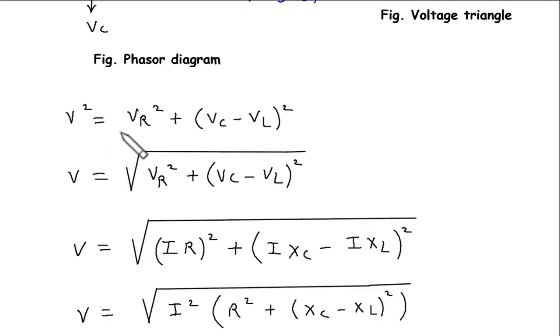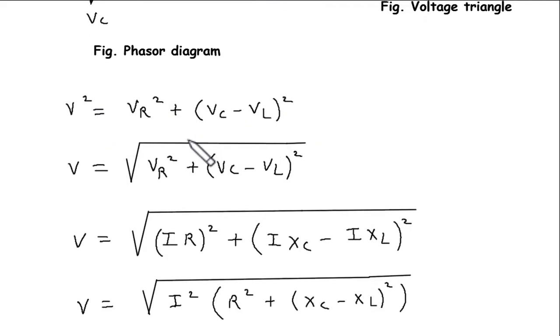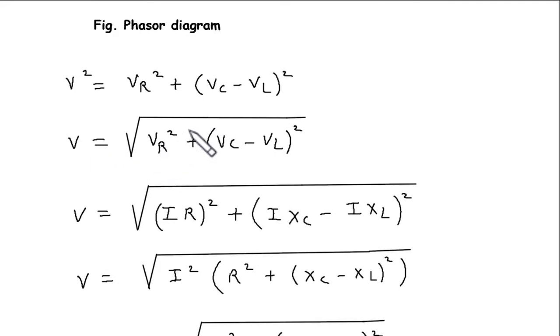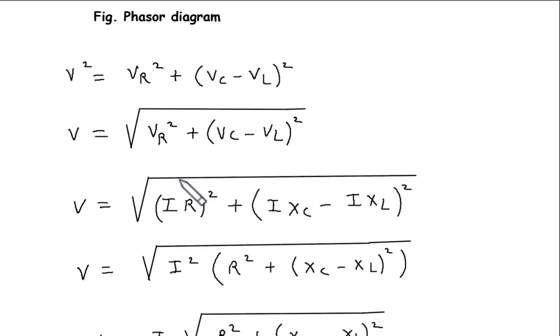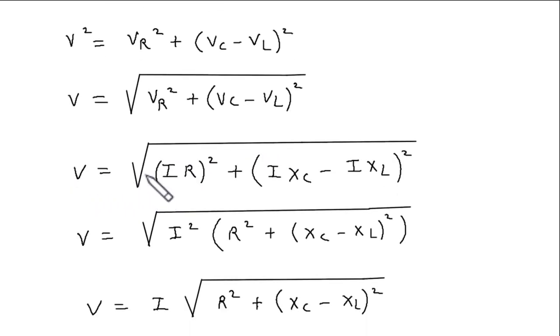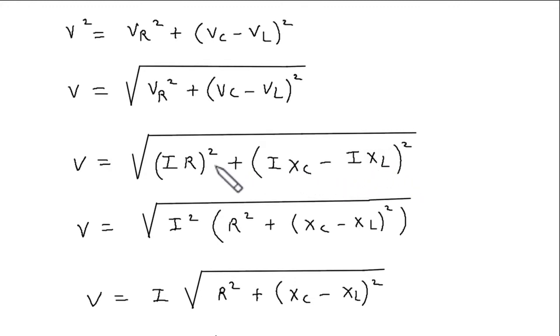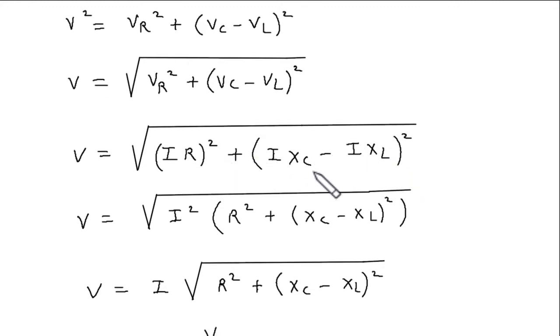So V square is equal to VR square plus VC minus VL whole square. So V is equal to under root of VR square plus VC minus VL whole square. This VR can be replaced by I into R, so I into R whole square. Then this will be I into XC, and this will be I into XL. We can take I square common.